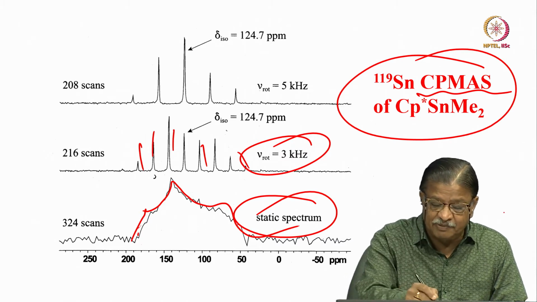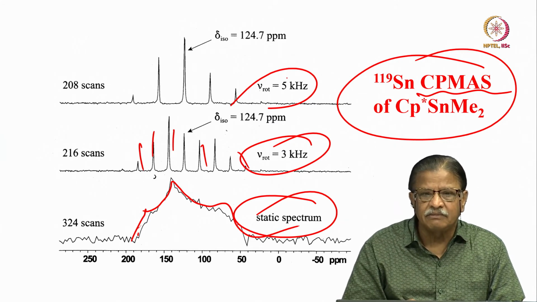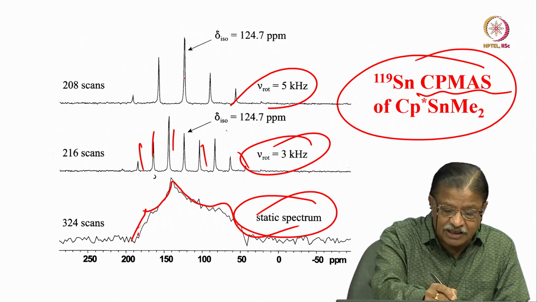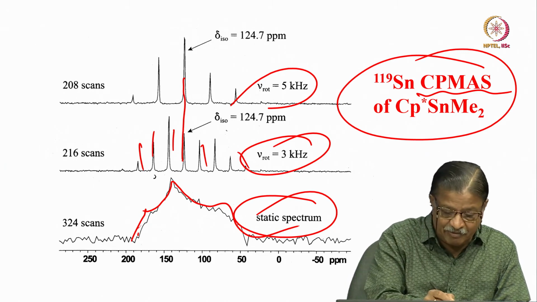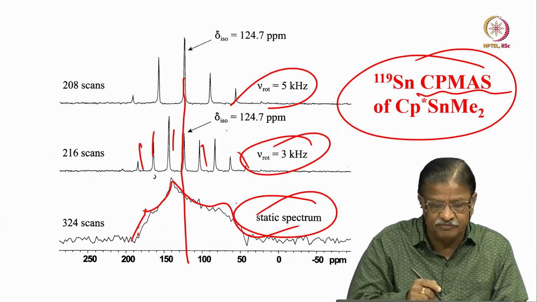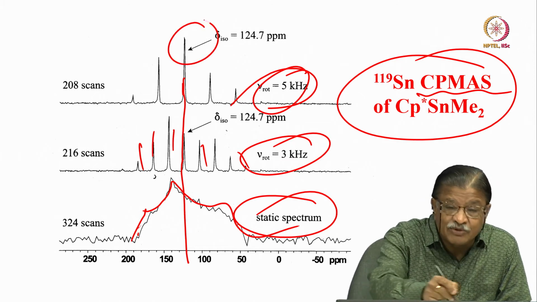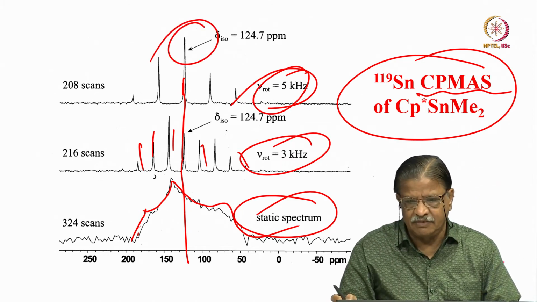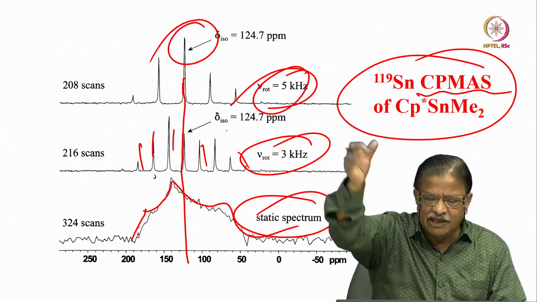Now increase the spinning speed to 5 kilohertz, from 3 to 5, what should happen? The center band should not change at all, that is remaining the same. Remember, the center band can be anywhere in the powder pattern, it need not be at the edges as I told you. So, the center band is here, that is not changing with the spinning speed. This is your isotropic chemical shift. So, if you want to identify it, do it at two spinning speeds or go to a very large spinning speed, and remove the side bands.